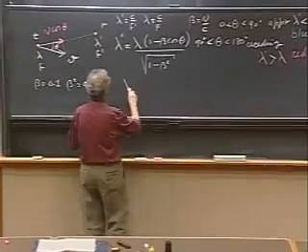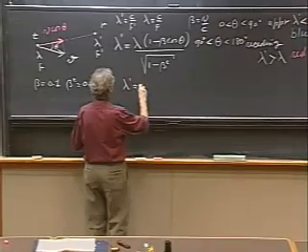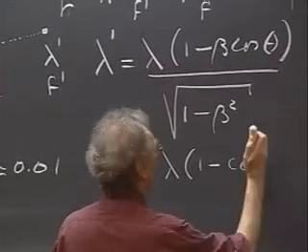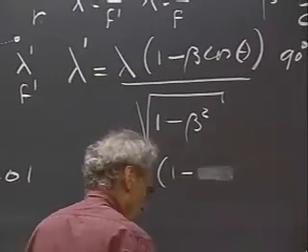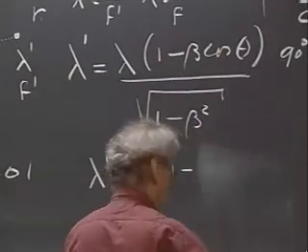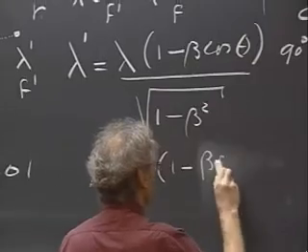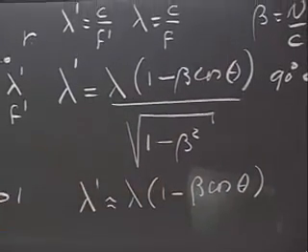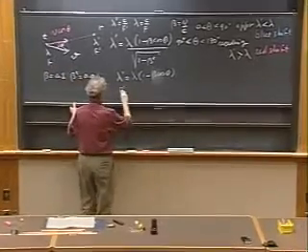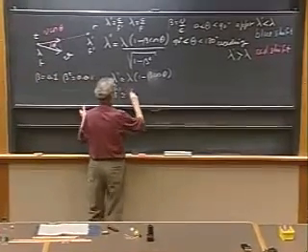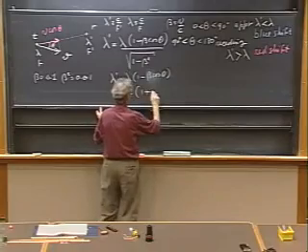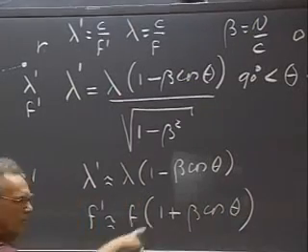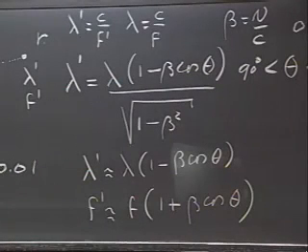In that case, you would get lambda prime is approximately lambda times 1 minus beta times cosine theta. And if now you want to know it in terms of frequency, then f prime is roughly f times 1 plus beta cosine theta. And I'll leave you with proving that this is indeed then a good approximation.